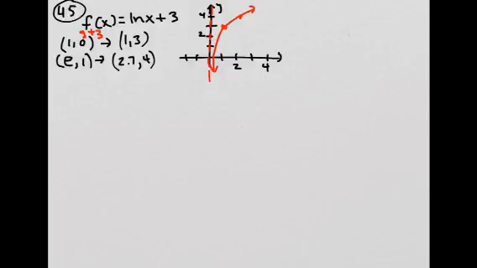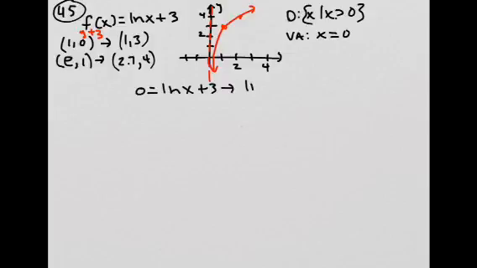Okay, so they're also asking you for the domain, vertical asymptote, and x-intercept. So the domain is all x such that x is greater than 0, not equal to, sorry. The vertical asymptote is x equals 0. And for the x-intercept, we replace the f of x with 0, natural log of x plus 3, subtract 3, so that's going to give us natural log of x equals negative 3. And so to solve for x, the base is e, the exponent is negative 3, so it's e to the negative 3 equals x.